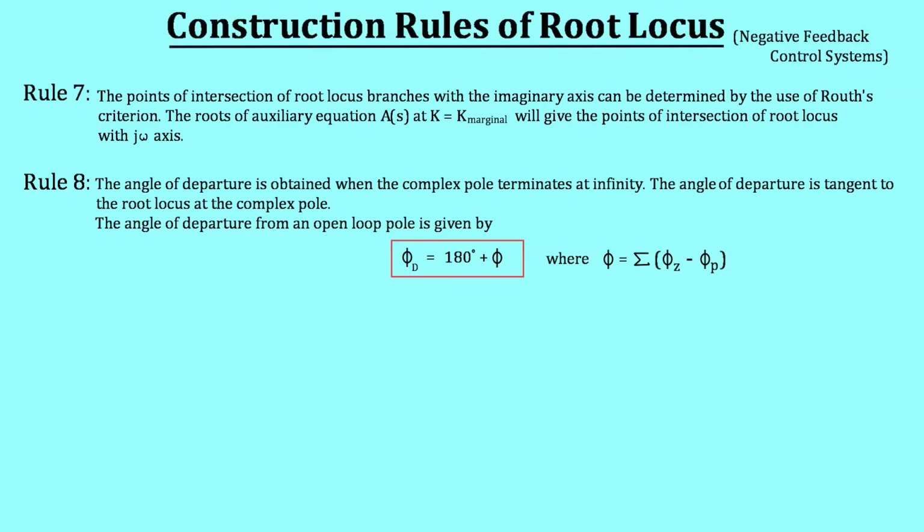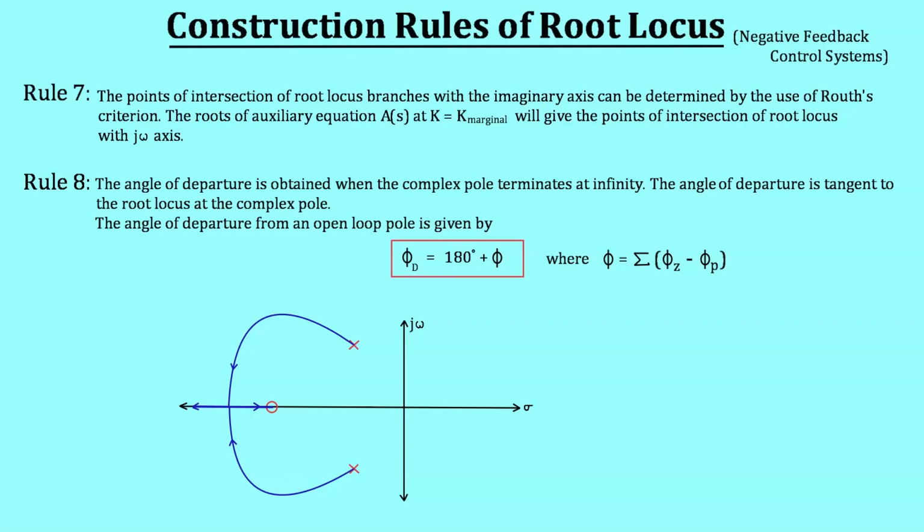The angle of departure from an open loop pole is given by 180 degree plus the net contribution of angle from all the other open loop poles and zeros. Let us take another example so that you can understand what is actually the angle of departure. As you can see, we have two complex poles which are actually a conjugate pole pair. Now, the angle of departure is the angle at which the root locus departs the complex pole.